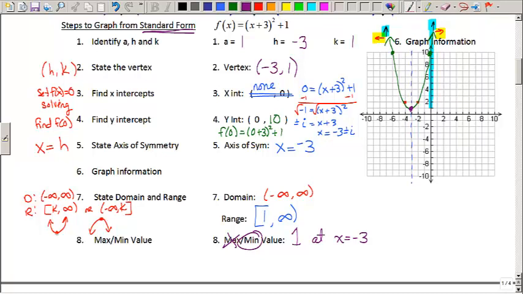Also, it's interesting to note that when your arrows are pointing up, you have a min value, and when your arrows are pointing down, you have a max value. How do you find that max value? Well, the max value is always the k value. Where does it occur? Well, it occurs at x equals h, and that's going to be your max or your min, no matter if you're pointing up or down.